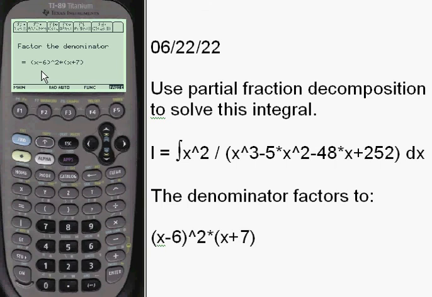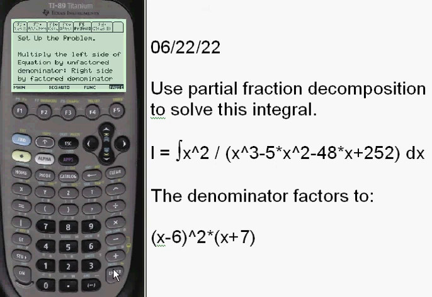I factor the denominator for you, so if you put this problem in, you wouldn't have to know how to factor the denominator, because I would do that for you here. And then we're going to set up the problem. Notice in mathematics you have to do everything to the left side of an equation as you do to the right side. Well, we're going to multiply times the denominator on both sides and come up with singular linear terms here. So on the left, when you do that, you come up with x squared.